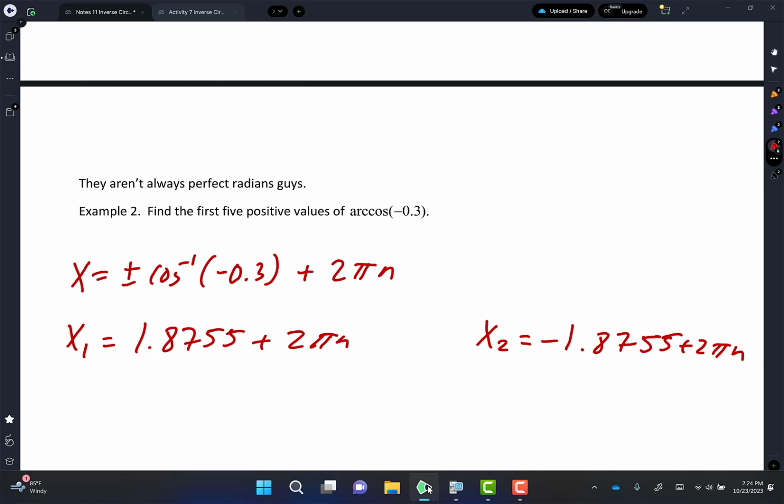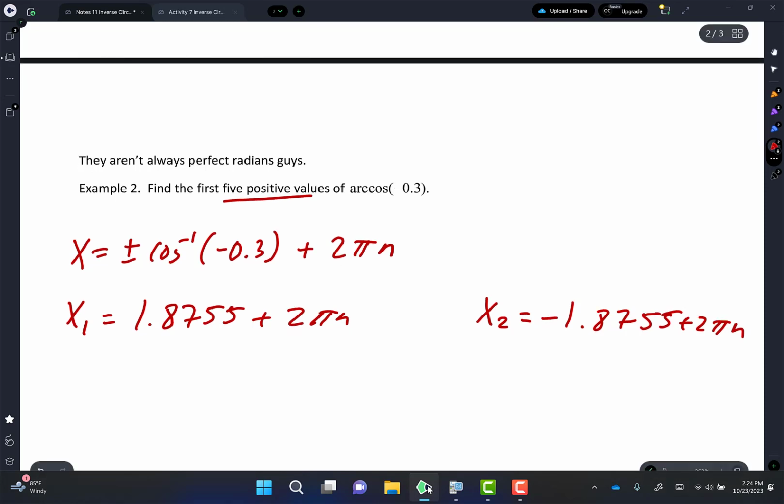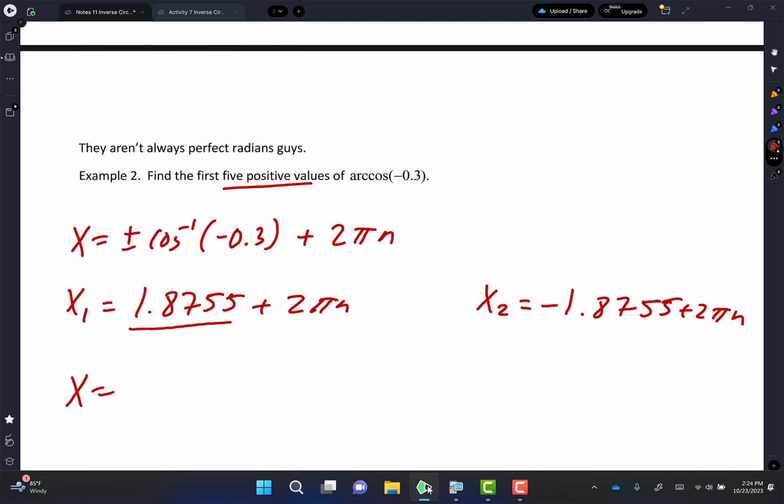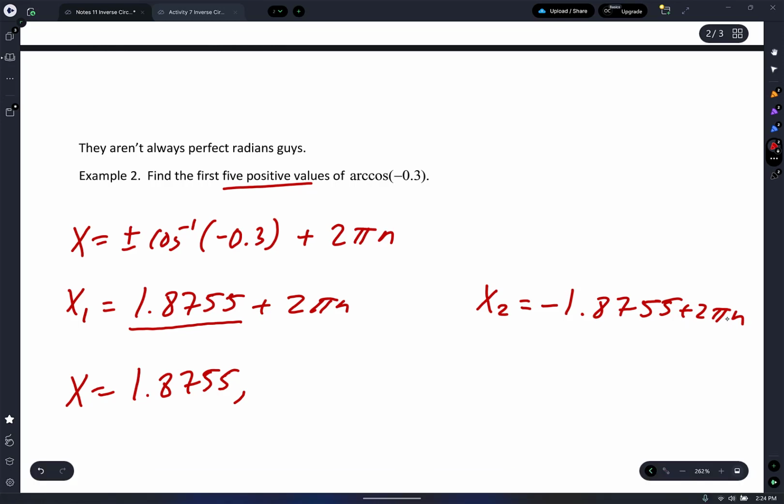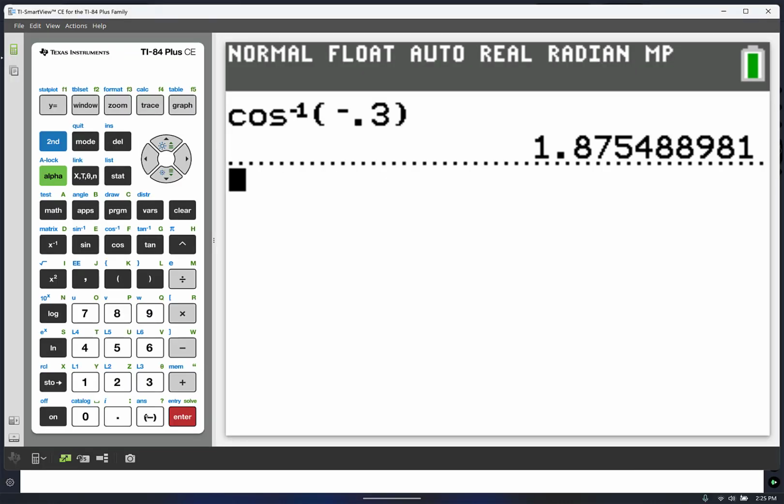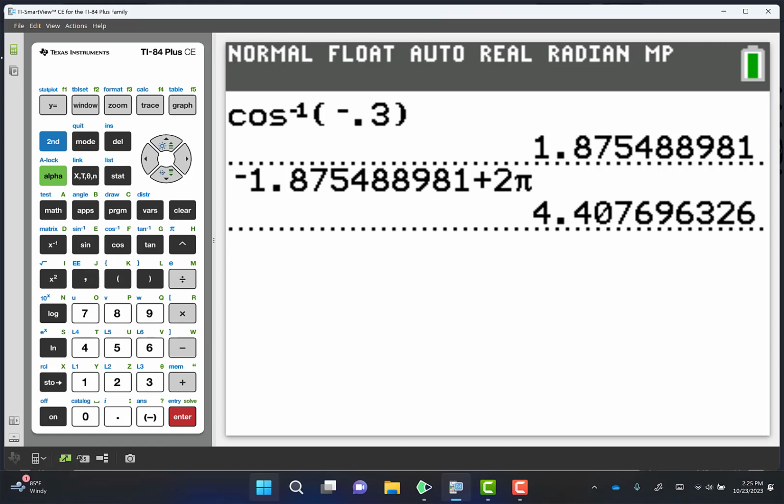I haven't done anything crazy. Are we still okay, guys? Check it out. It wants the first 5 positive values. So the very first positive value is 1.8755. The next positive value is going to come from the negative plus 2 pi. The n is a whole number, an integer. It's like how many rotations you're doing. So in my calculator I go negative, scroll up, push enter on that, plus 2 pi, enter. There's my second one: 4.0477.